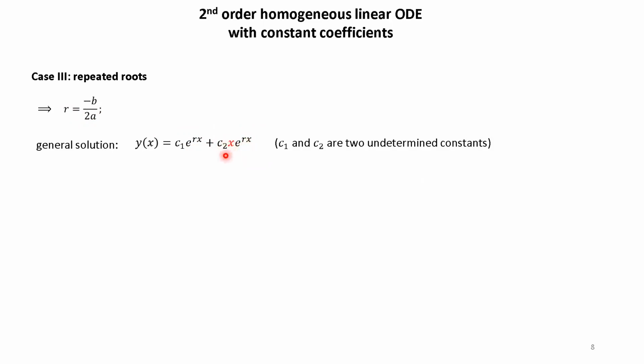Now you can see that, of course, this and this are linearly independent, because if you divide this one by this one, what you get is x, which is not a constant. But if you don't have this x term, then the first solution and the second solution are just linearly dependent, and that won't be a general solution.